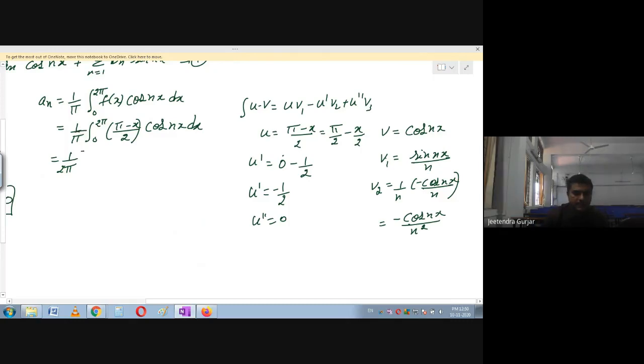So this is u and this is v. Substitute one by one. Keep u as it is, that is pi minus x upon 2 remains as it is. v1, that is integration of cos nx, will give you sin nx upon n. Then minus, so you can see already we have calculated the value.